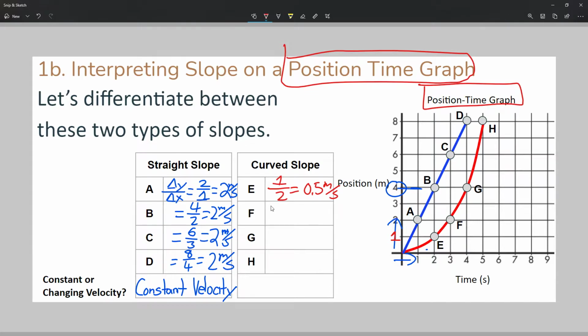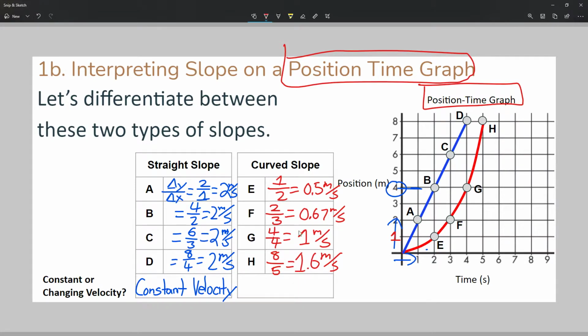For F, your change in Y is 2, your change in X is 3, so that's 0.67. For G, the change in Y is 4, and for X, it's 4. So that's 1 meter per second. For H, it's 8, and for X, it's 5. And so that's 1.6 meters per second.